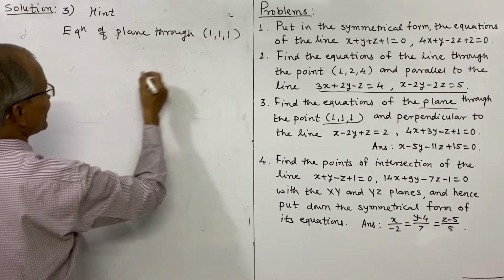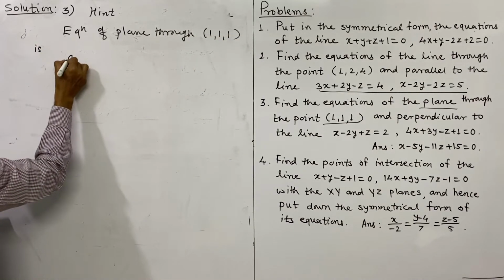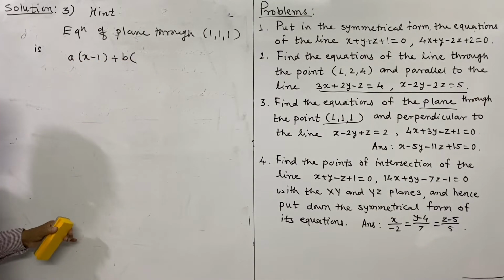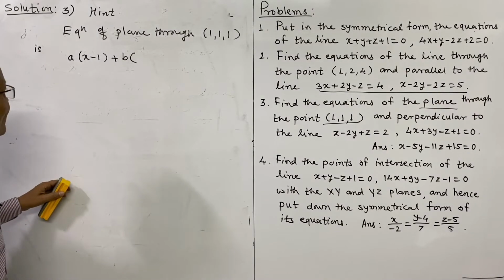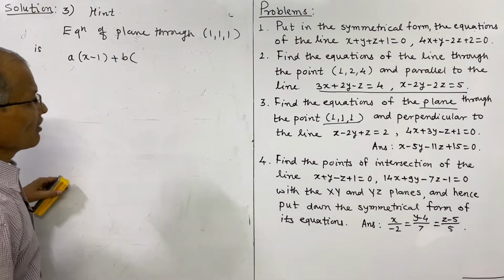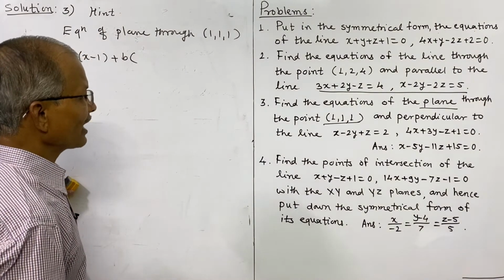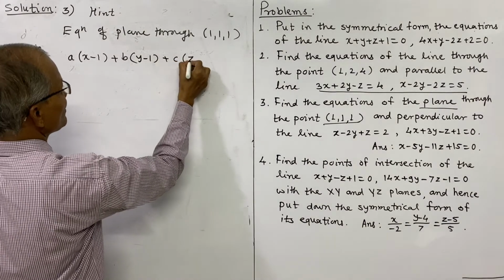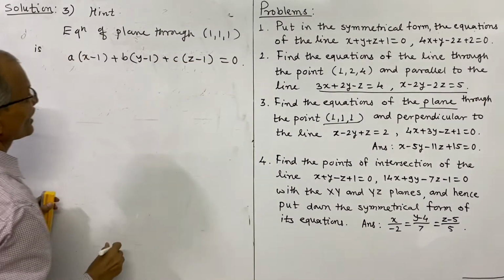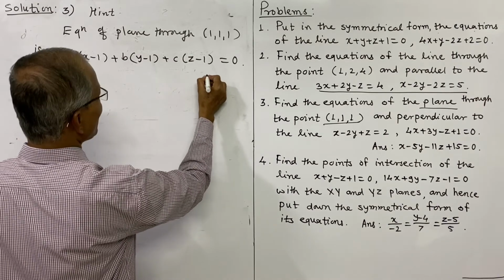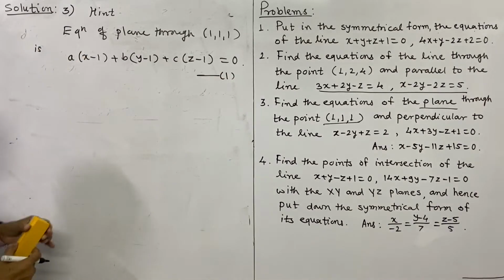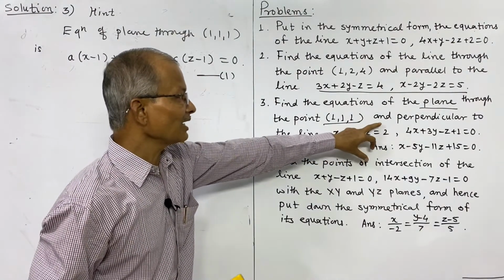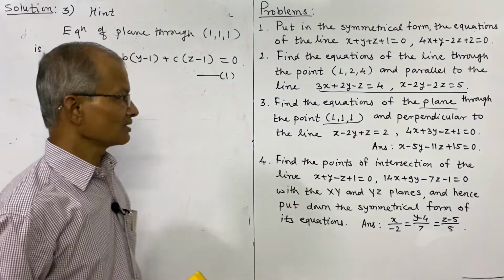Equation of plane through 1 1 1, that we can write as a into x minus 1 plus b into y minus 1 plus c into z minus 1 is equal to 0. Here a, b, c are the DRS of the normal that we have to consider, and the point's y coordinate is 1, so therefore it is b into y minus 1. The equation of the plane is this, and we refer to this as 1. Now what we require is a, b, c. a, b, c are the DRS of the normal, and it is given that the plane is perpendicular to this line.